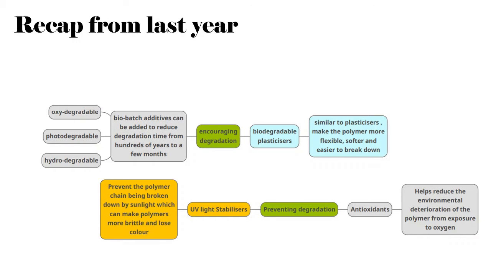So in terms of preventing degradation, you've got UV light stabilizers. For example, if you take a children's toy, put it outside, and it fades in the sunlight and becomes weaker, add UV light stabilizers and that will prevent it from happening. Then antioxidants, they will reduce the environmental degradation of the polymer when it's exposed to oxygen.